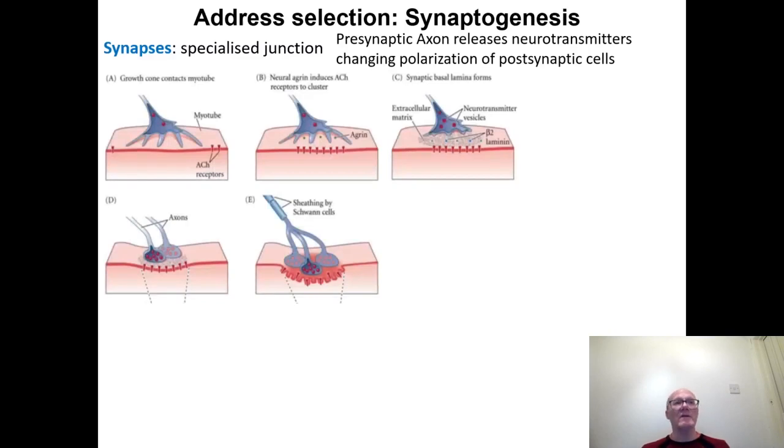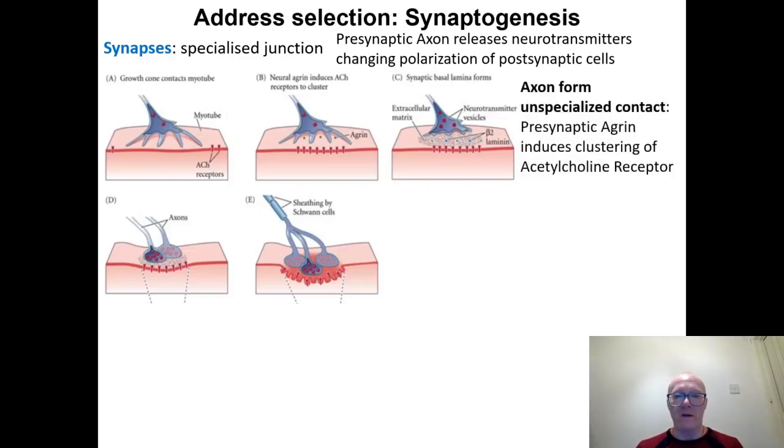Here we have an example in this cartoon. We have an example of synapses between an axon and muscles. So initially, the presynaptic axon releases neurotransmitter that changes the polarization of the membrane of the cells of the target tissue, in this case, the muscles. And initially, there is formation of unspecialized contact.